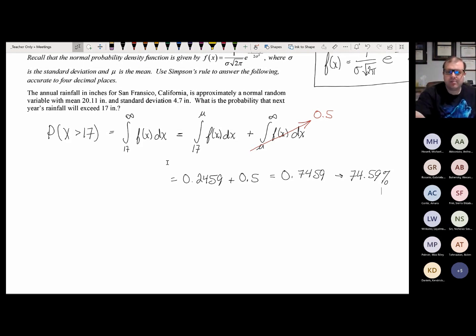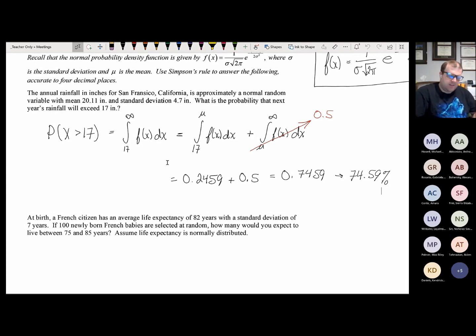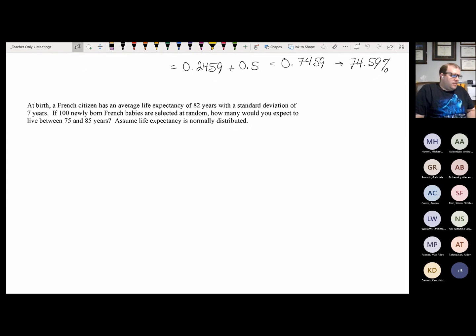Okay. Let's continue. At birth, a French citizen has an average life expectancy of 82 years with a standard deviation of 7. 100 newly born French babies are selected to live between 75 and 85 years. Assume the life expectancy is normally distributed. But what we're looking for first is a probability.